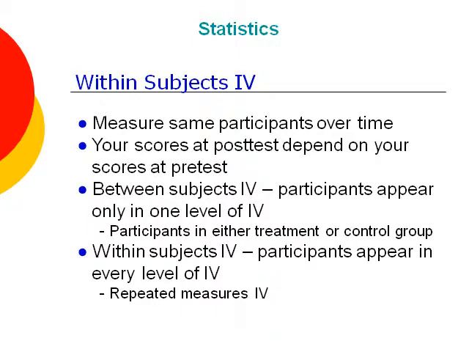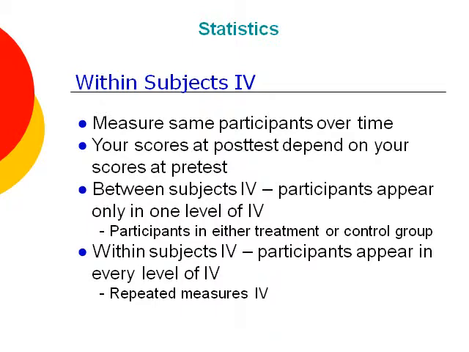So when we measure participants over time, the group of scores obtained before the treatment are no longer independent of the group of scores obtained after treatment. In fact, we expect scores at the end of treatment, or what we'll call the post-test, to depend on the same individual scores before treatment, or what we'll call the pre-test.